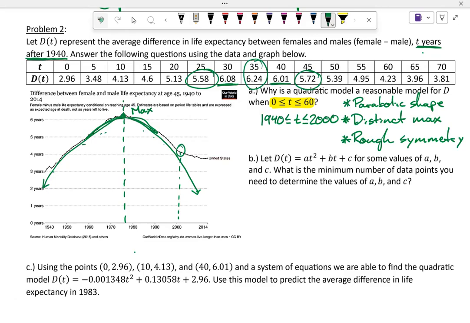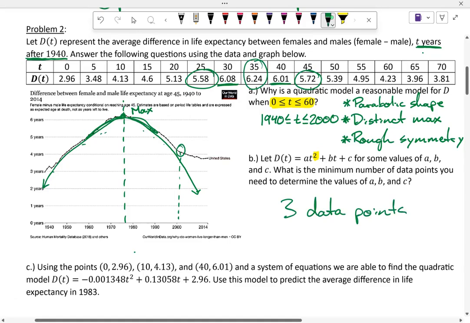All right, part B. It says, let d of t equal at squared plus bt plus c for some values of a, b, and c. What is the minimum number of data points you need to determine the values of a, b, and c? What's our degree? How many data points do we need? 3, right? Because it's the degree plus 1. So that's an easy question. We need 3 data points.